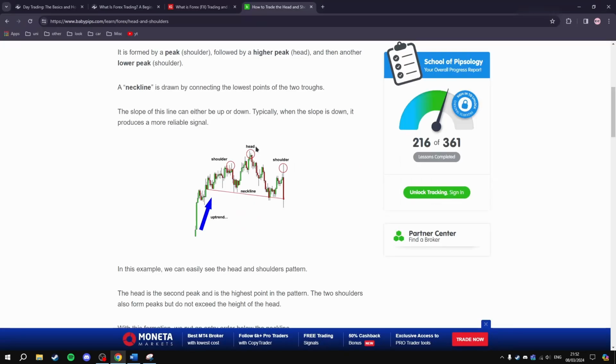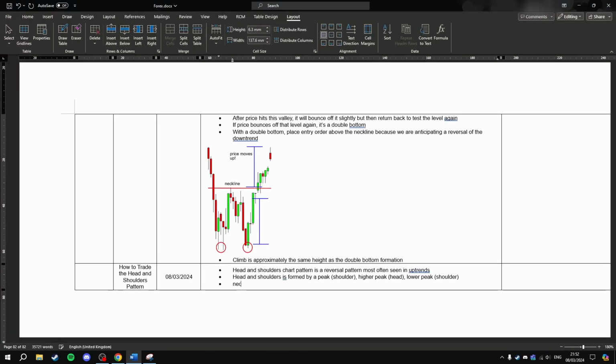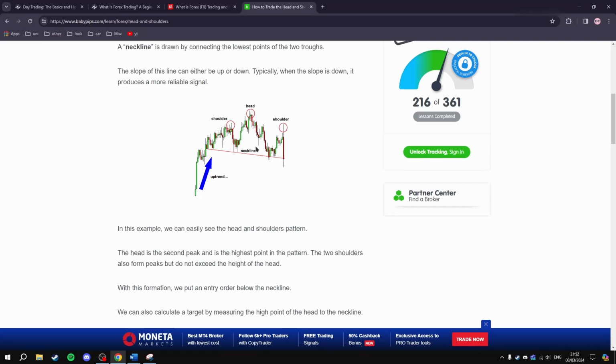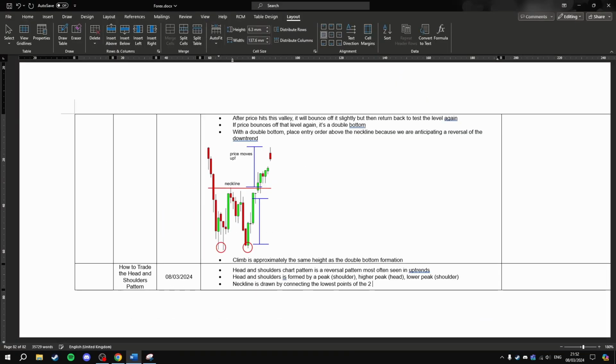The neckline is drawn by connecting the lowest points of the two troughs.